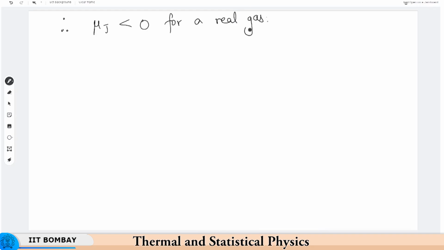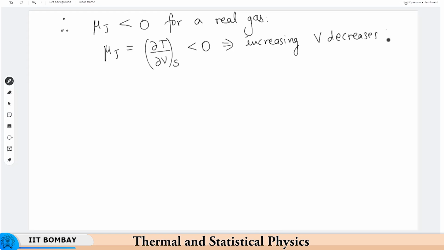right. And let us go back to the definition of mu j. So, mu j was basically the change in temperature by changing the volume, and this being negative means increasing V decreases temperature, right. So, if I expand a real gas adiabatically, its temperature will go down. Okay. So, from this formula we can see it is negative.